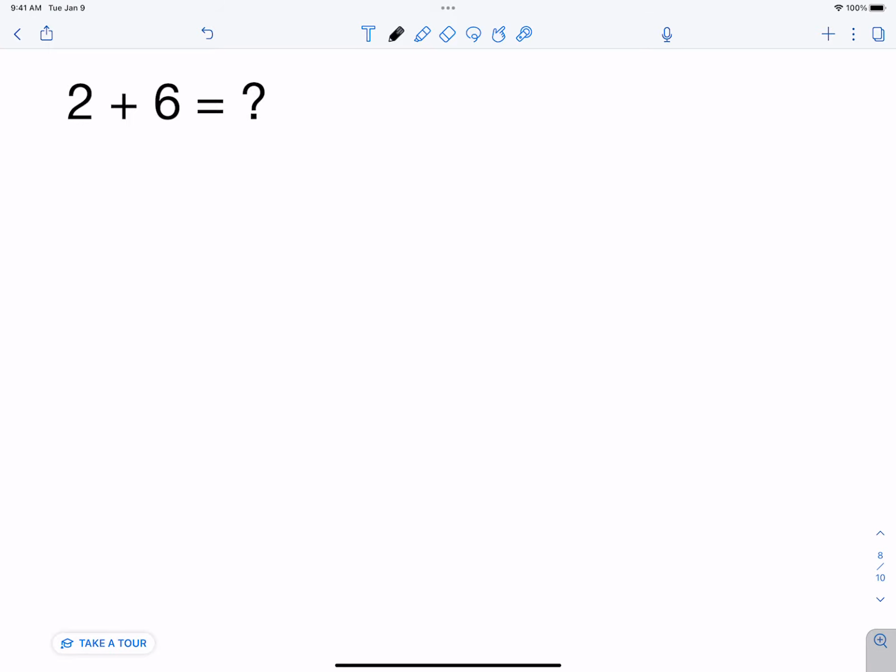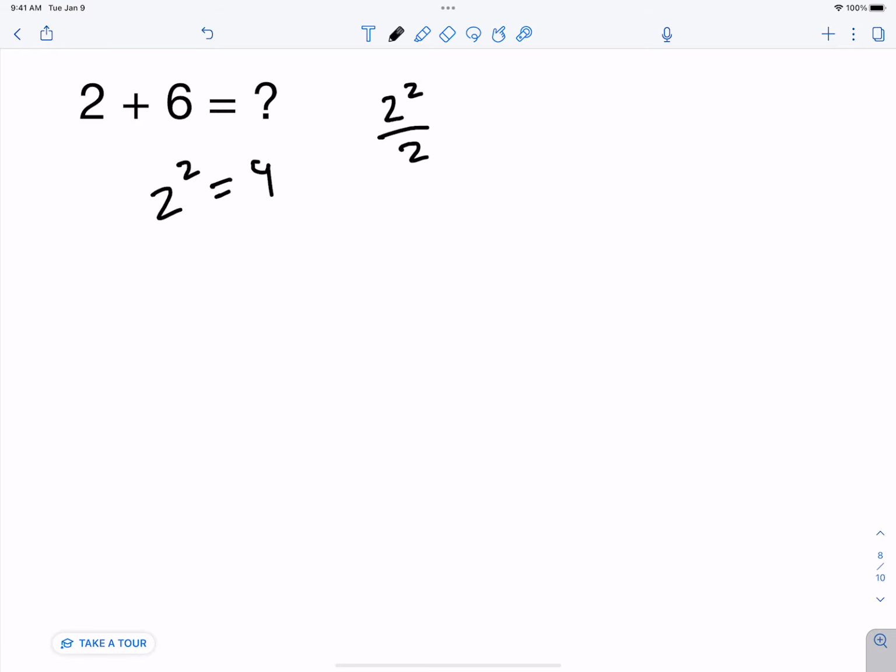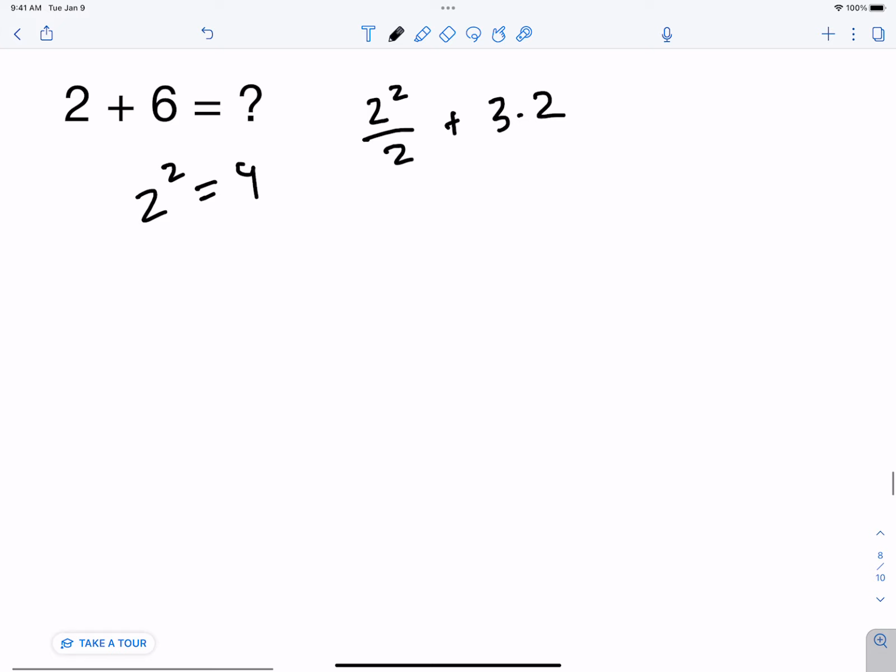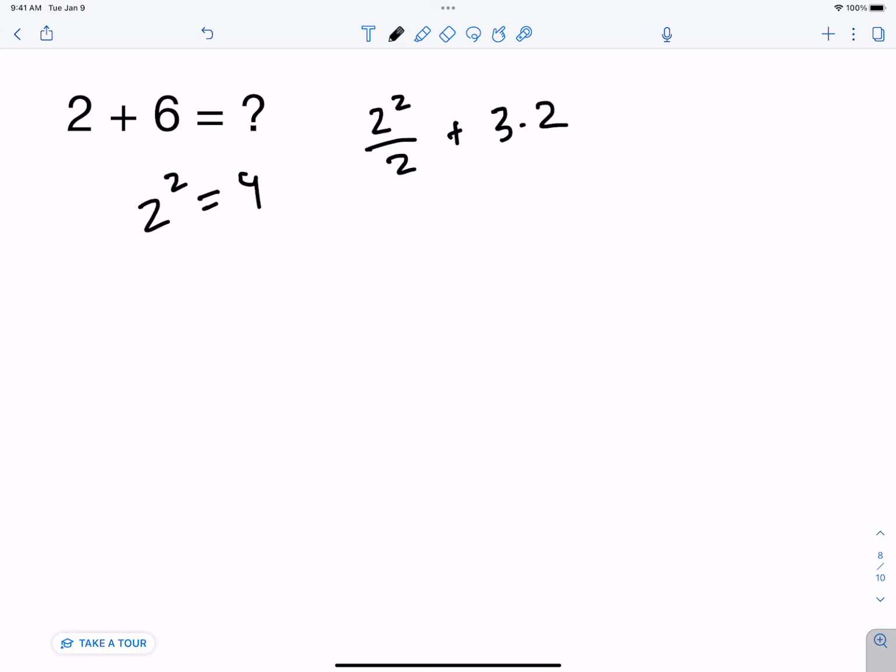So, I know that 2 to the second power is equal to 4, and then I could just simply do 2 to the second power over 2, which is still equal to 2, plus, I would assume, I know that 3 times 2 is 6, so I'm just going to put that here. So we'll have an expression that looks kind of like this.